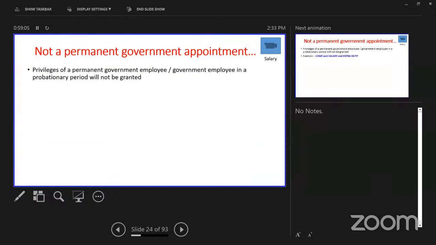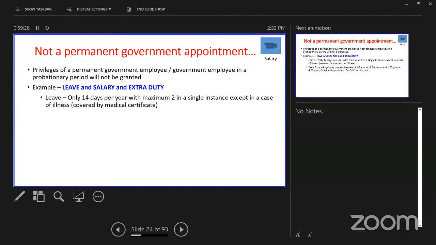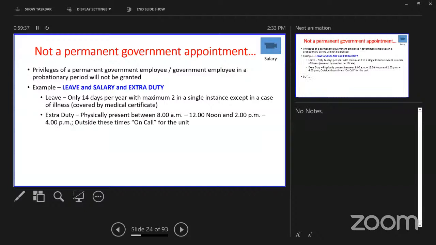Then some of the other things, privileges of government employee or government probationary period will not be granted. So for example, leave and salary and extra duty. So there won't be any paid leave for you. If you are taking more than 14 days, you are not paid the salary, and you are not getting the extra duty for working extra hours. Leave only 14 days per year with maximum 2 in a single instance, except in case of illness, it should be covered by a medical certificate.